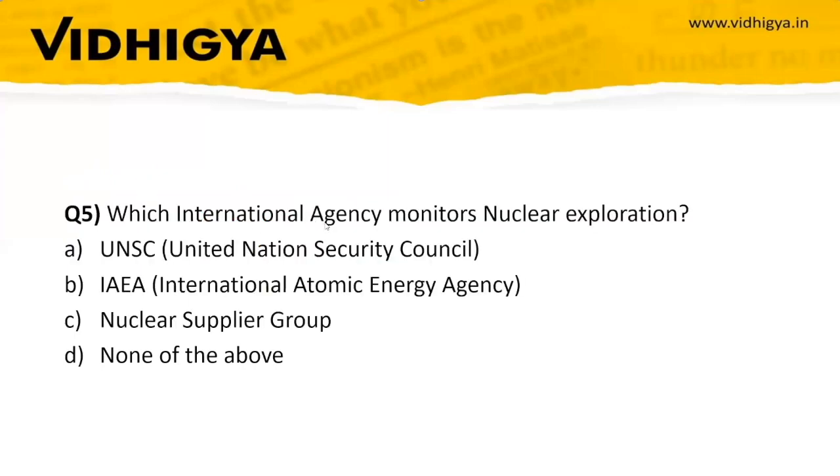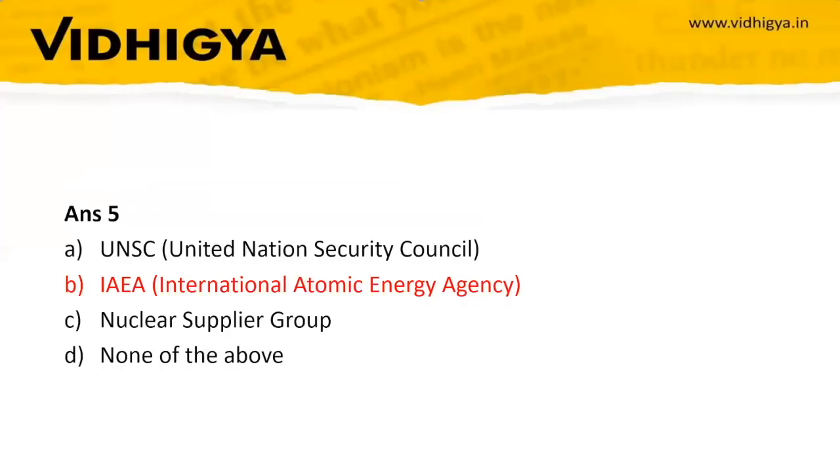Which international agency monitors nuclear activities? Your options are UNSC, United Nations Security Council, which is an organ of the United Nations. Option B, IAEA, International Atomic Energy Agency. Option C, Nuclear Suppliers Group. Option D, none of the above. The correct option is option B, that is International Atomic Energy Agency.